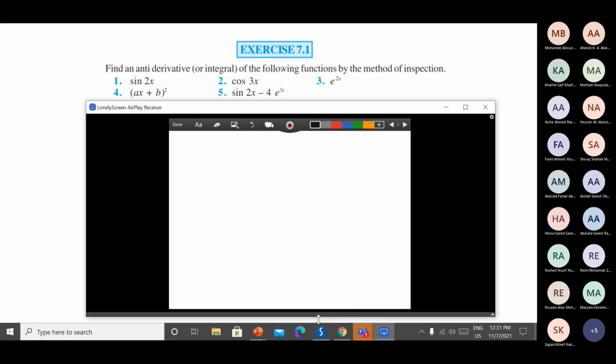Let's go for number 5. What about the antiderivative, which is the integration of sine 2x minus 4e to the 3x dx? As I said, I will take it one by one. This integration can be distributed to the two things. So I integrate the first one.